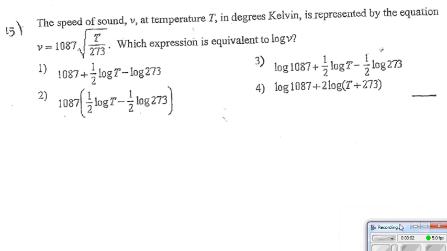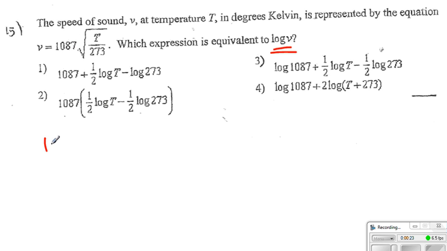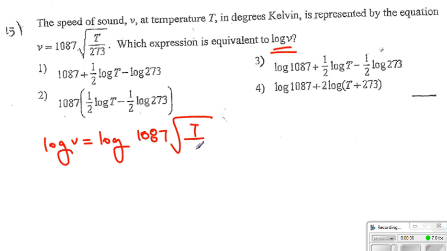Hello. So now we're going to be talking about the rest of the questions together. So here we have v equals this expression. Now what we like to look for is the logarithm of that. How are we going to do that? So in fact, if we have to rewrite it once again, log of v should be equal to log of 1087 square root of t over 273.